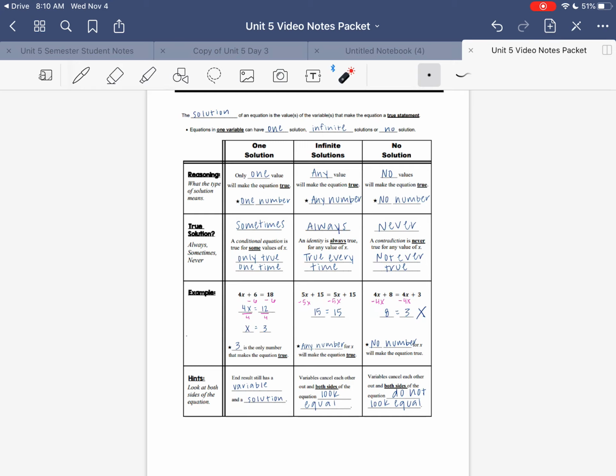So we'll practice this more in class, and then you'll also have another video to go over some more practice with these kinds of special cases.